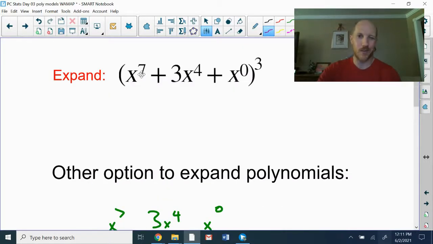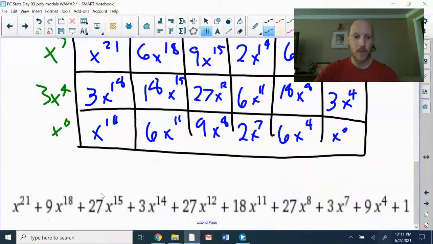So if we had, this is not really probably a die, it's probably like a spinner or something like that, where you've got a 7 on one side, you've got 3 sides that have a 4, and you got one side that has a 0. If we're going to do that, that spinner or die or whatever it is 3 times and add them together, here are all the possible outcomes. Okay, so that's one option.